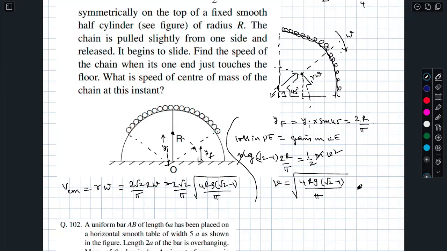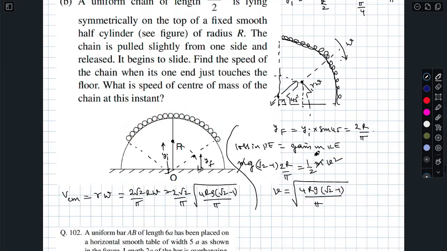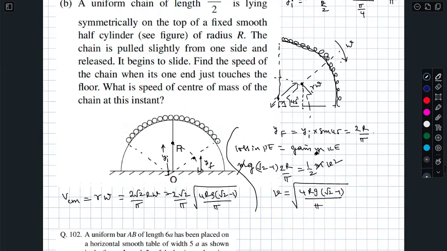A lot of students will make a mistake. They will stop over here. And unfortunately, we will have one such option. Any doubts? Clear?